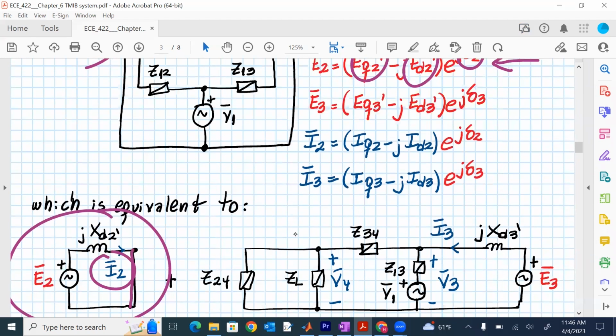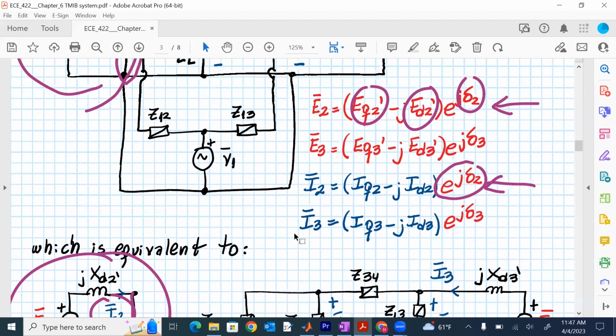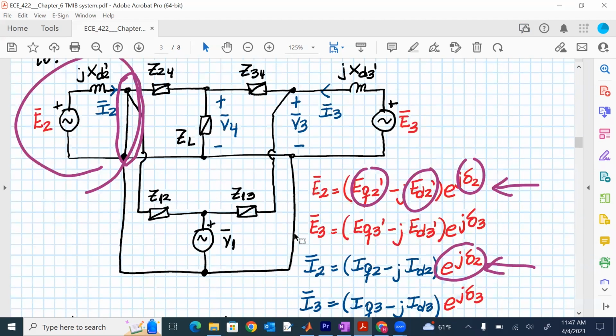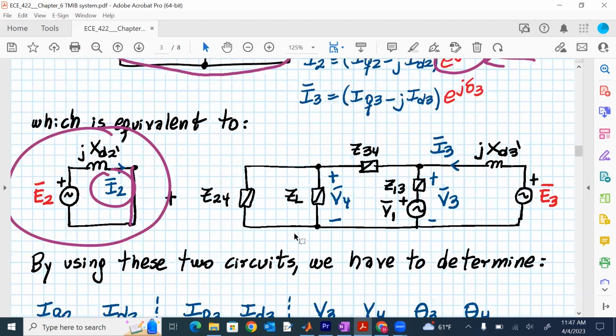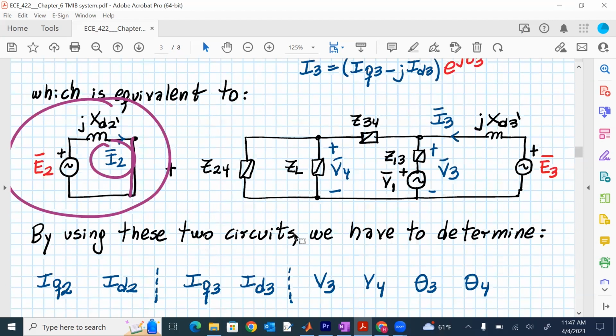By definition, the current I2 is right here. We know again how much is the angle delta 2. So from this equation, we should solve for IQ2 and ID2. For the rest of the system, then the second part of the system, because we have a short circuit, is what we have right here. We are isolating the generator 2 from the rest of the system. So the second part of the system is what you have right here.